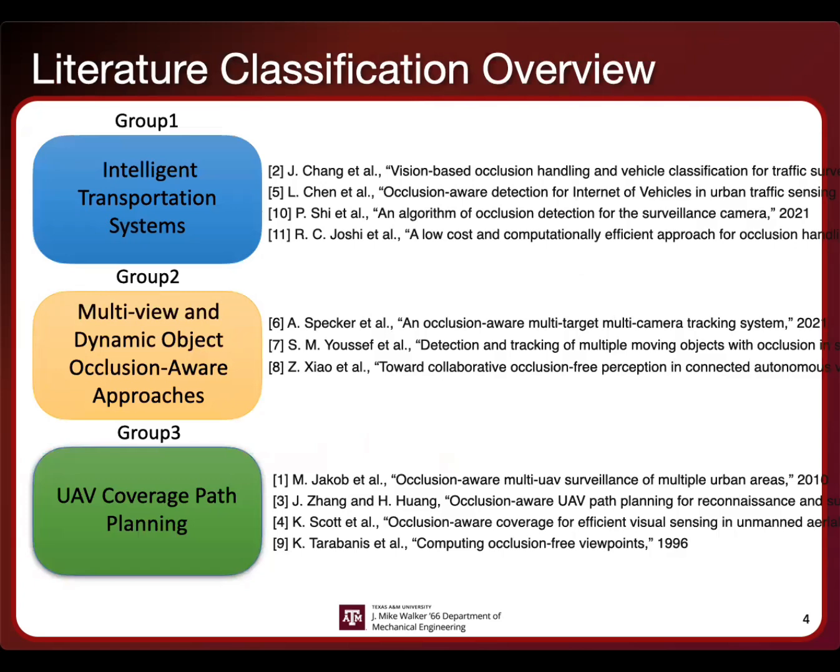I classified these papers into three main groups. Group 1 focused on intelligent transportation systems, mainly addressing vehicle detection and tracking under occlusion using AI techniques. Group 2 focuses on multi-view and dynamic object occlusion-aware approaches, using multiple cameras and feature-based tracking to handle occlusion in moving objects. Finally, Group 3 deals with UAV coverage path planning, proposing strategies to optimize UAV flight paths or viewpoints while minimizing occlusion in occluded environments.